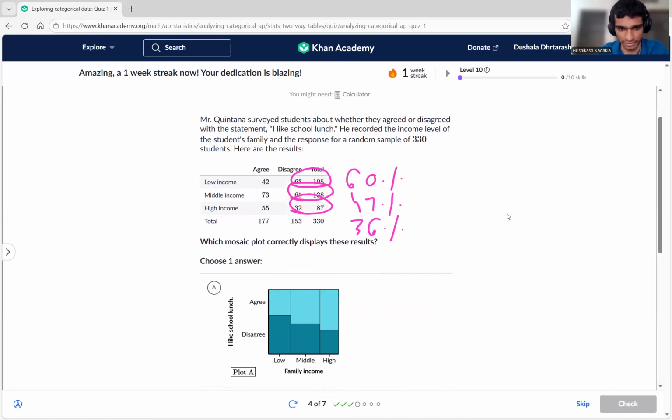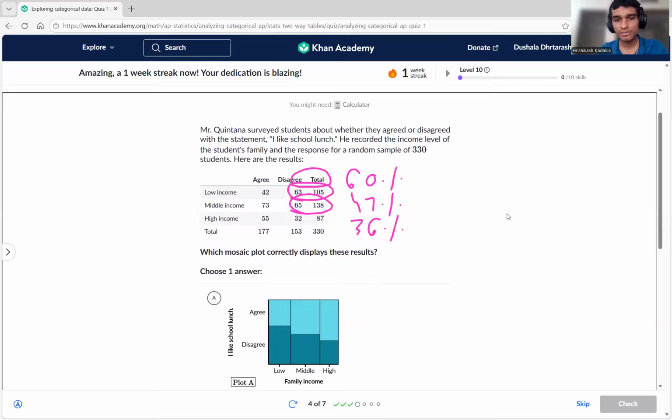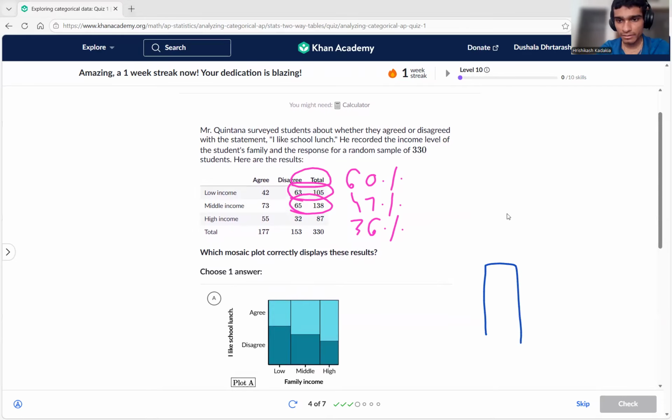So the disagreement is actually this dark blue. So dark blue should be the highest for low. Then for middle, it should be a little bit less. So it should be something like this. For low, it should be like this, then like this. And then for 36, a little bit less. So yeah, again, like that.